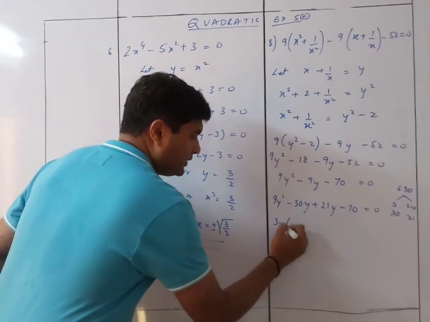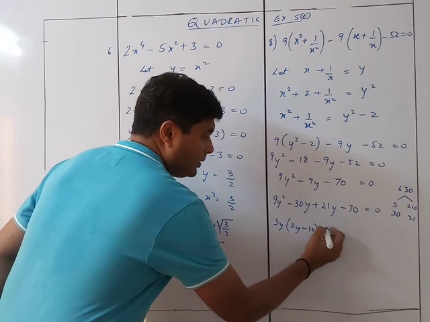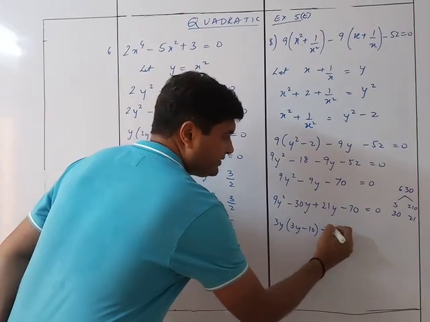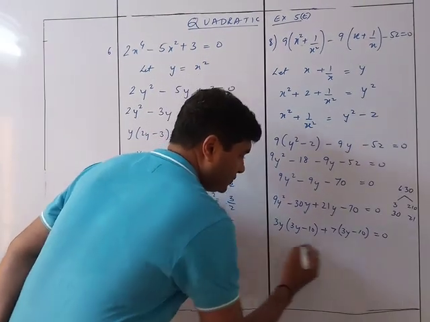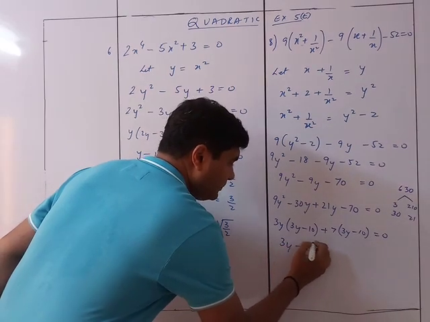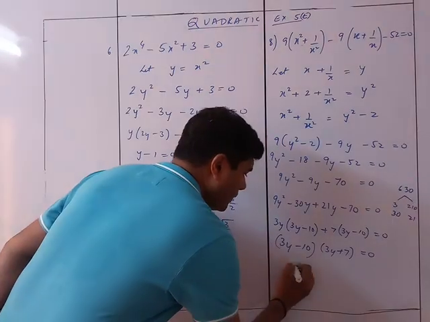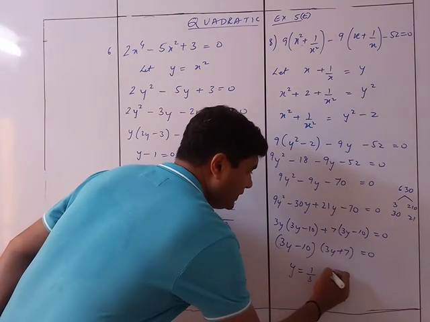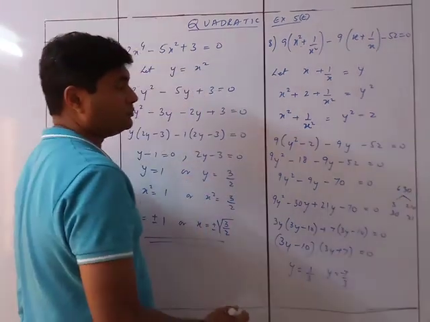3y common, you get 3y minus 10, plus 7 common, it will be 3y minus 10 is equal to 0. So 3y minus 10 and 3y plus 7 is equal to 0. Y is equal to 10 upon 3. Y is equal to minus 7 upon 3.